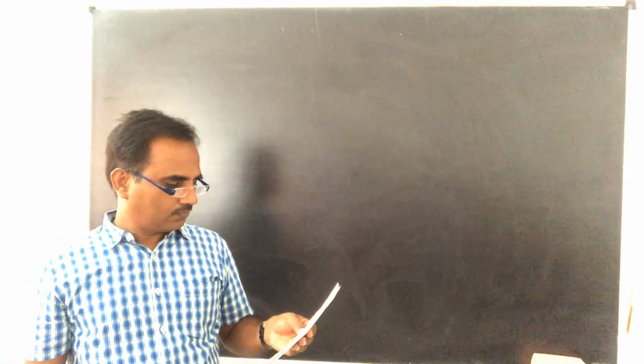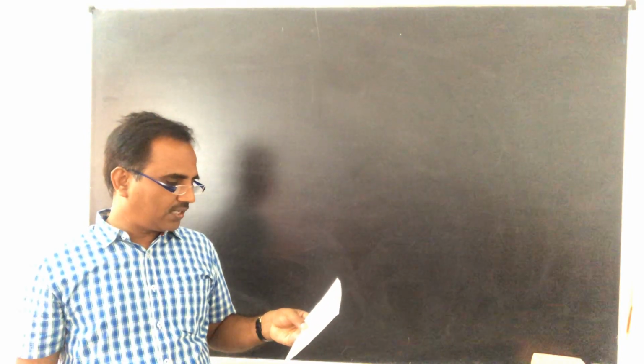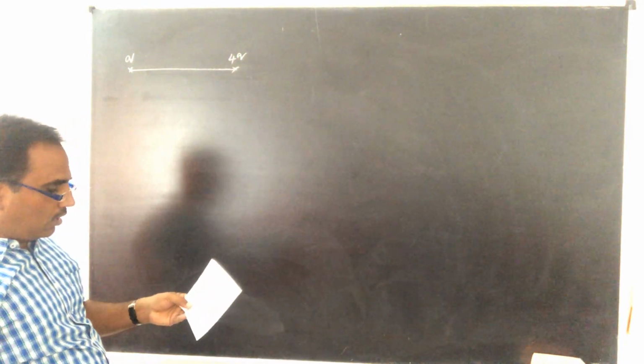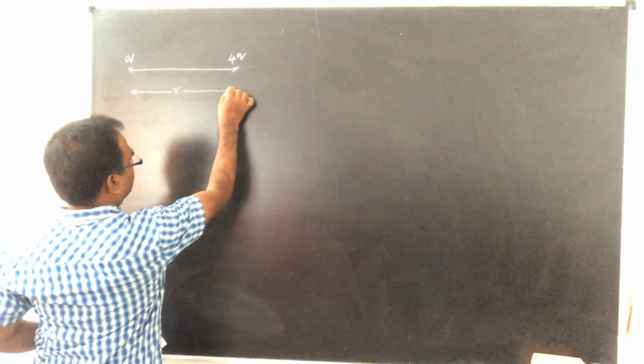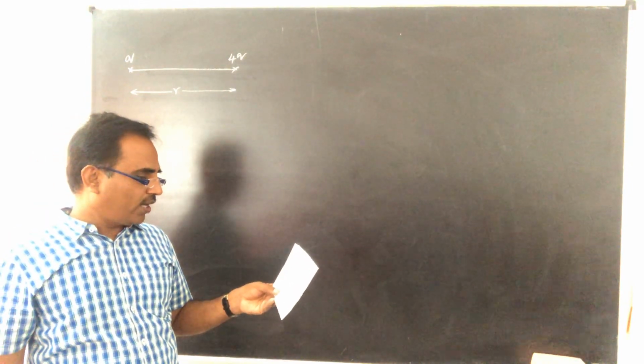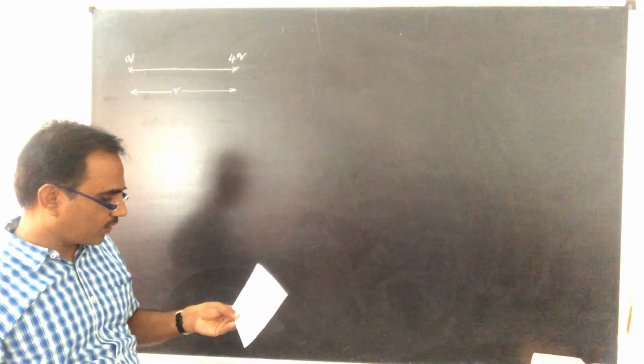Point charges, one 4 times as strong as the other, are placed at a certain distance apart in air. Here these are 2 point charges, one 4 times as strong as the other. That means if this is q, this must be equal to 4q. They are placed at certain distance apart in the air. That means this distance is r. The force between them is 0.4 Newton.